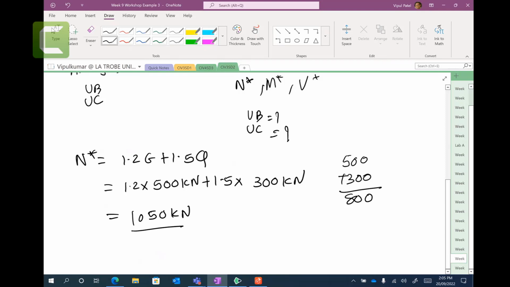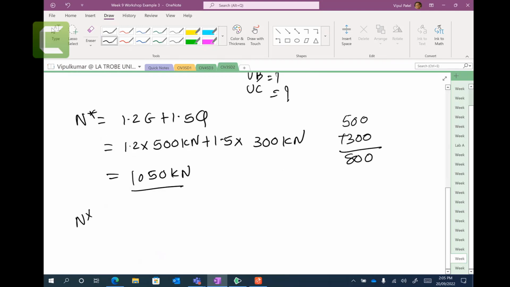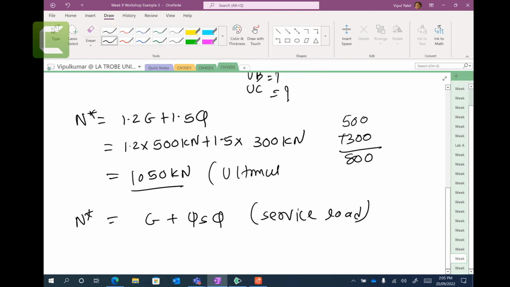For service limits, we just do this short term. This is the service load. Yeah, this is ultimate strength. So why do we multiply 1.2 and 1.5? You know what I mean? The question is, because we would take 800. Yeah, that's right. So it's just the safety factors, because the standards want that, because those are estimations.